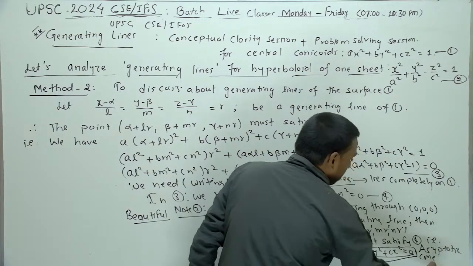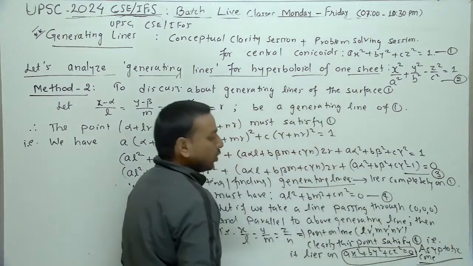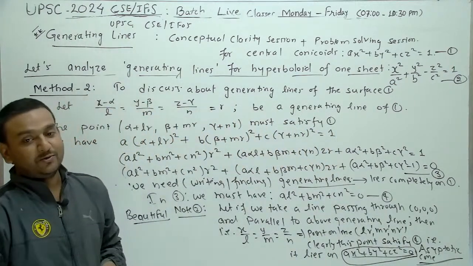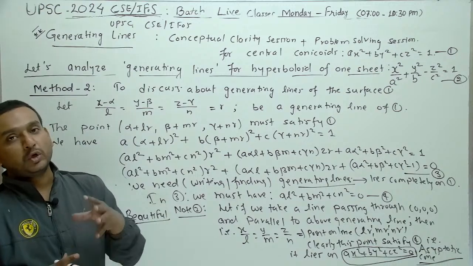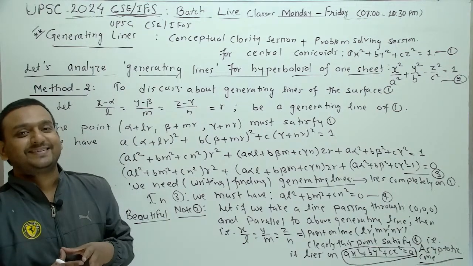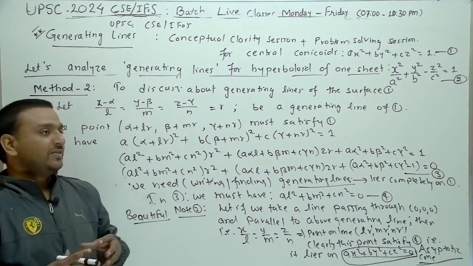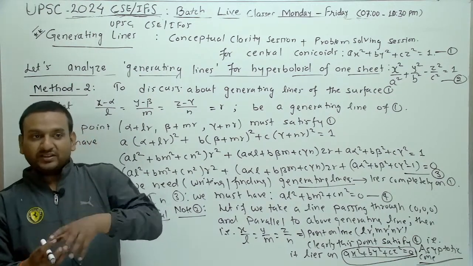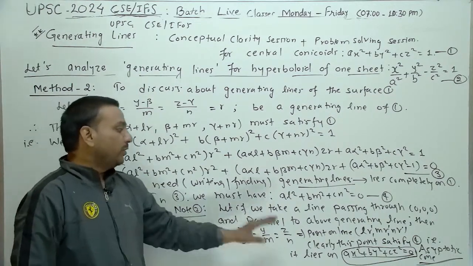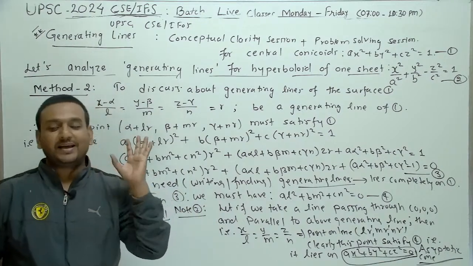What do we call it? Asymptotic cone. Please write down. This surface we call asymptotic cone: ax square plus by square plus cz square equals to 0. So with the generating line, this is one more beautiful observation.